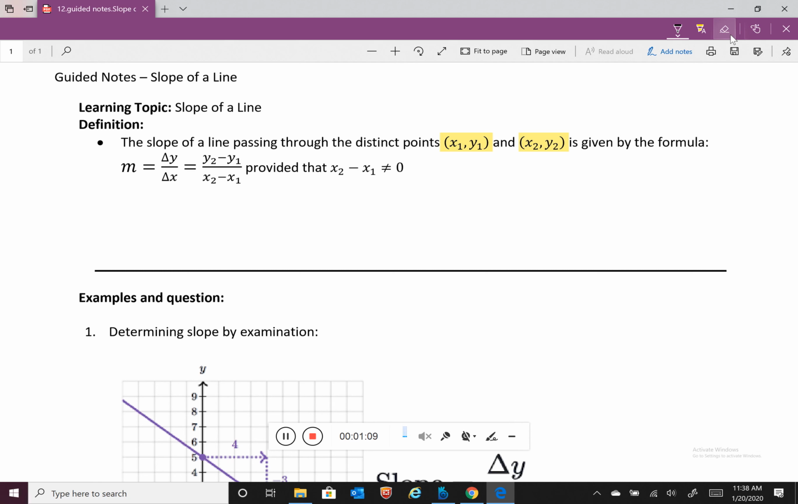Now our slope formula could also be found in one other way. So slope could also be determined by taking the first y coordinate and then subtracting the second y coordinate, as long as we also start with the first x coordinate and subtract the second x coordinate. So we have to make sure that the coordinates of our points are matched up.